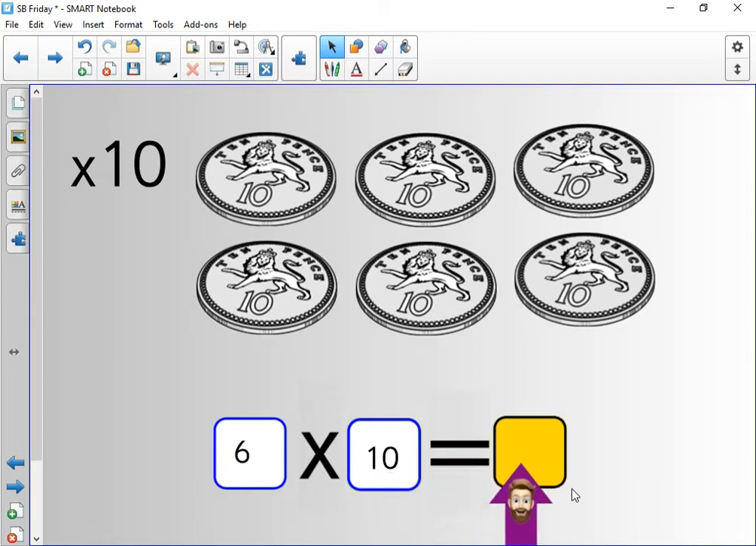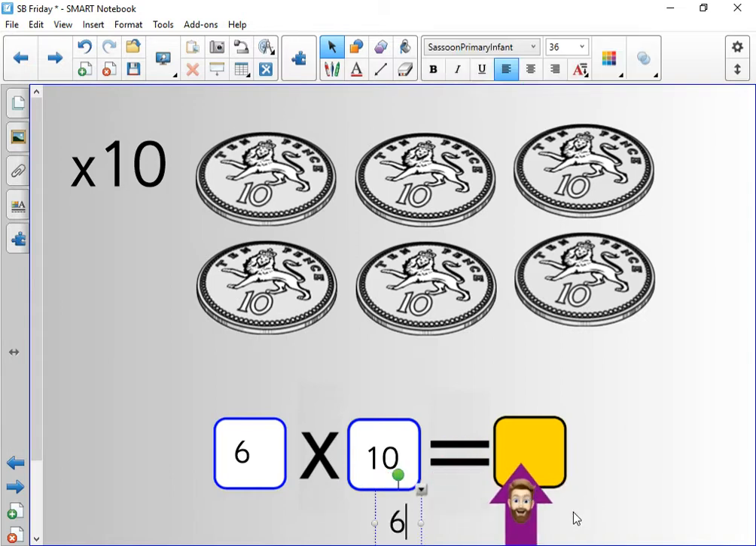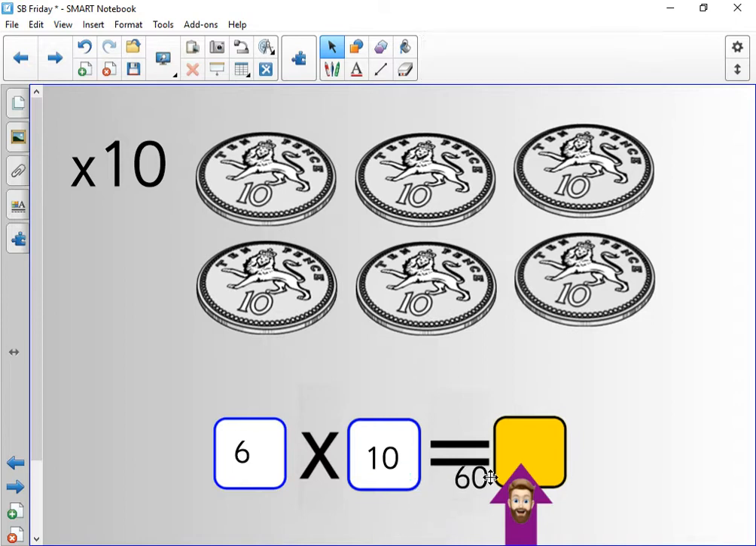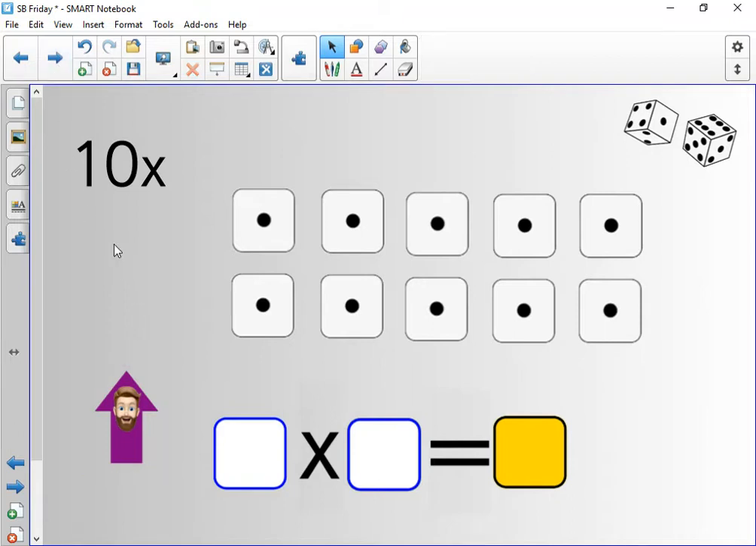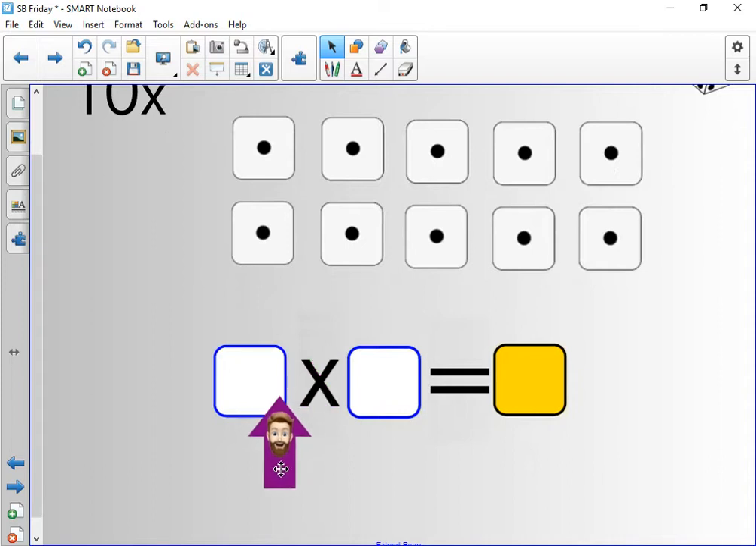So how much money altogether? 60. 6 tens make 60. Now let's look at 10 times. So here, my dice are the groups, and I've got 10 dice. So I've got 10 groups.